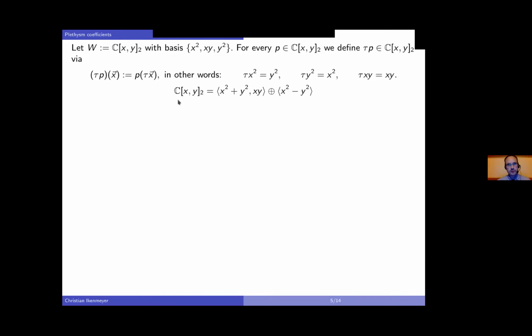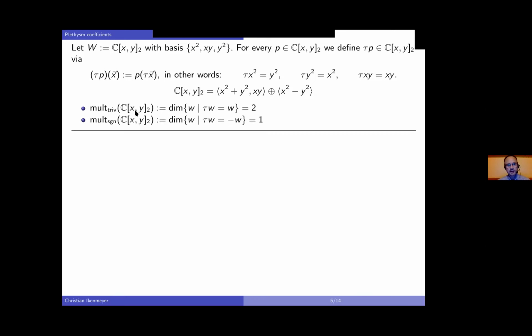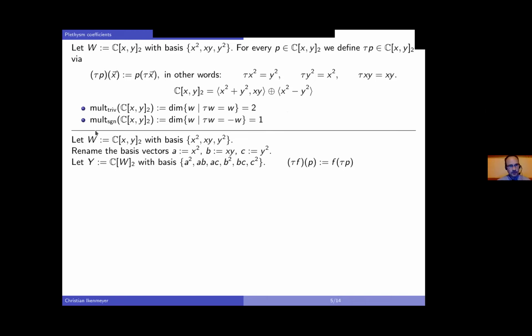And we already get some more interesting things happening. This is a 3-dimensional vector space, and it has a 2-dimensional invariant space and a 1-dimensional skew invariant space. There are already some interesting multiplicities happening here. And we go one step further, and this is now going to be a Plethysm. We have our vector space W here with this basis x squared, xy, y squared.